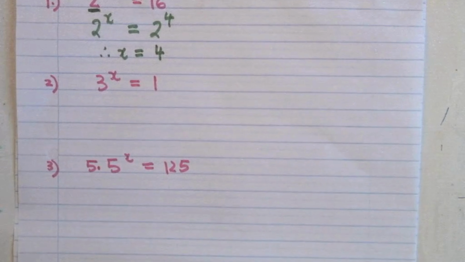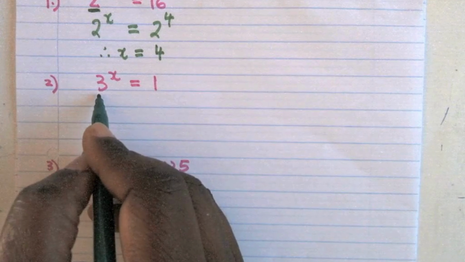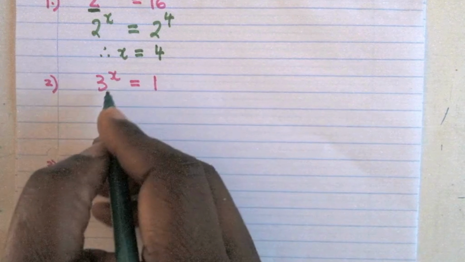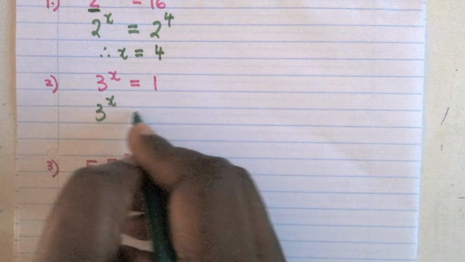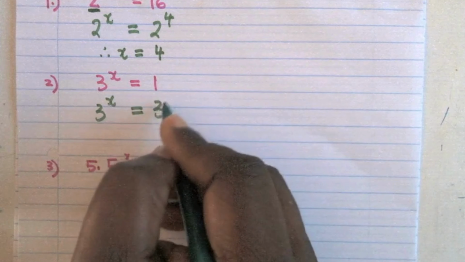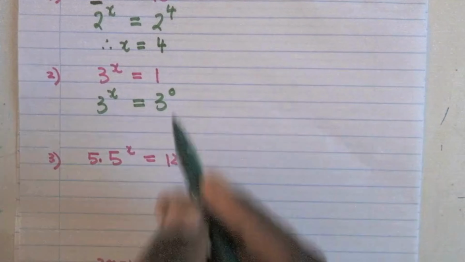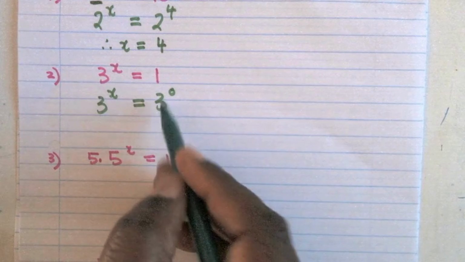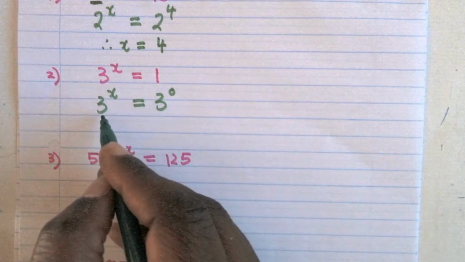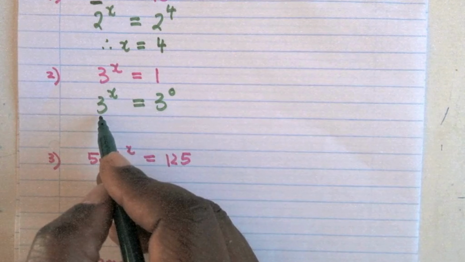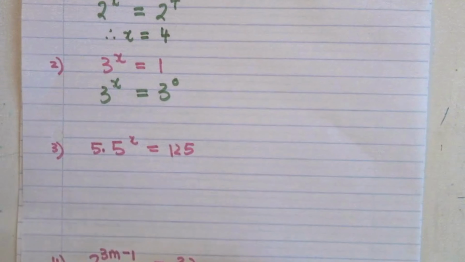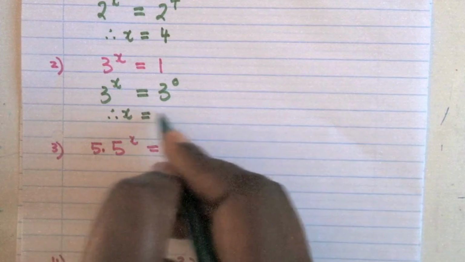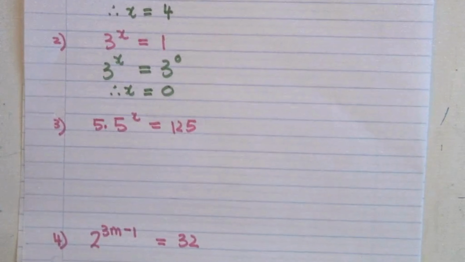If we move on to the next question, we see that our base here is 3, but on this side here we have got 1. So I'm going to write here 3 to the power of x is equal to 3 to the power of 0 to make my bases the same, and I know that any number raised to the power of 0 gives me 1. Since now my bases are the same, I can equate the exponents. Therefore, x is equal to 0.